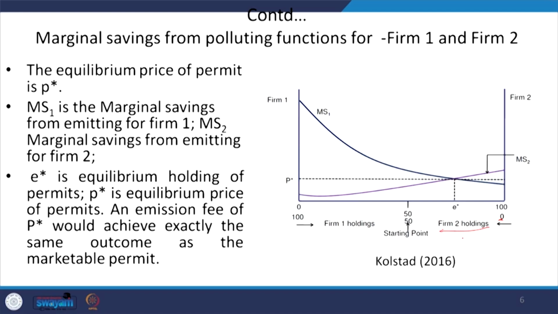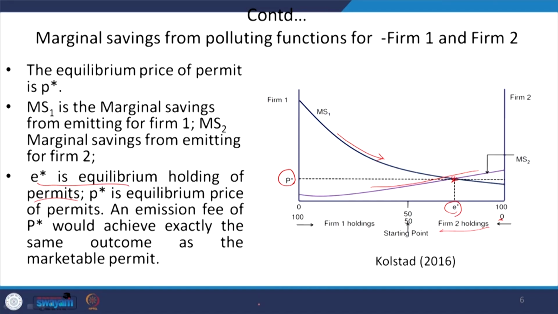the equilibrium price for a permit to pollute is determined by the intersection point of the marginal saving function of the first farm and the marginal saving function of the second farm. At this point of intersection we find E star, the equilibrium holding of permits, and corresponding to this E star the price is known as the permit price. So, the equilibrium price, P star, is the permit price, and E star is the equilibrium holding of the permits.